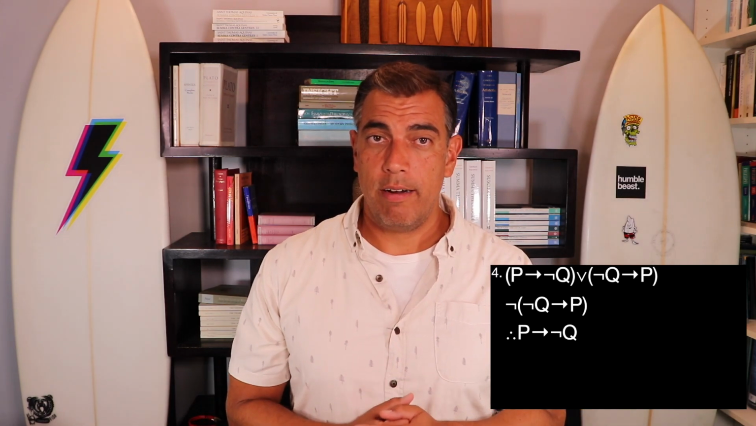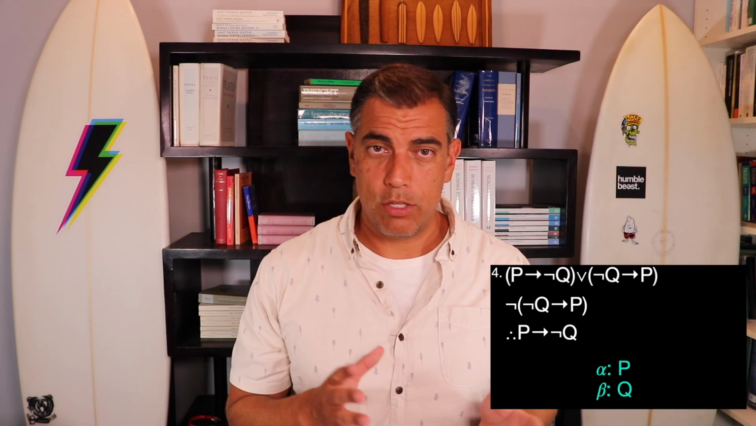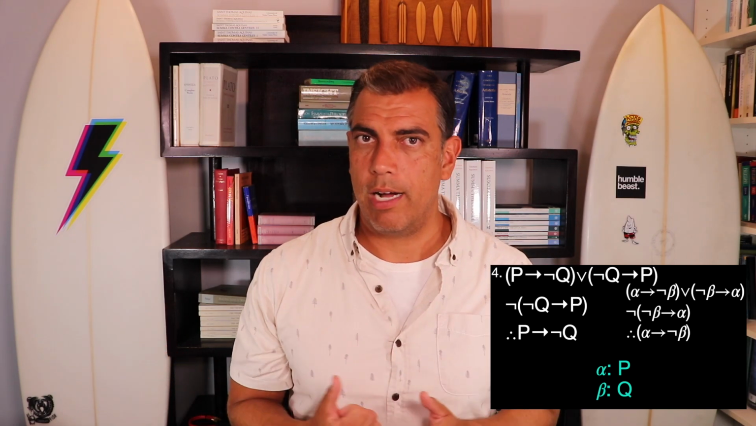Finally, argument 4 here: if P then not Q, or if not Q then P. It's not the case that if not Q then P, therefore if P then not Q. We'll start off with the obvious one once again, and we'll make alpha P's and betas Q's in our argument form. I had to kind of smush them together here, but it looks as follows. I'm just going to read off of the thing. I'm trying to make it as if I memorized all these, and I clearly did not.